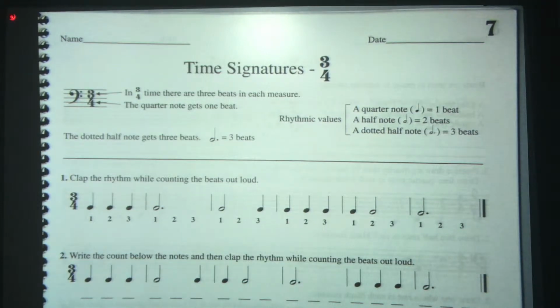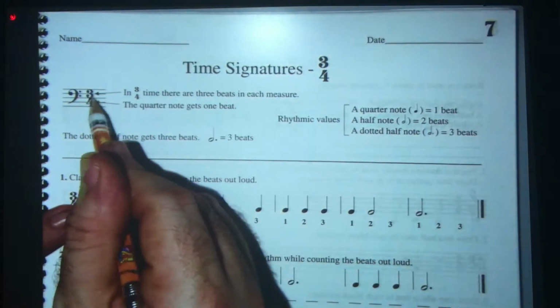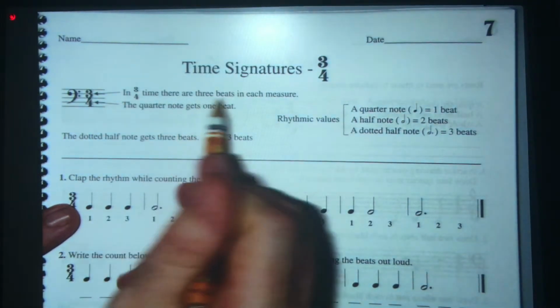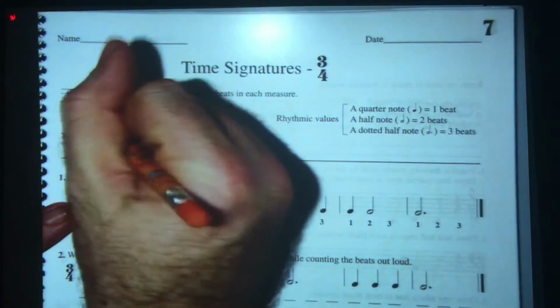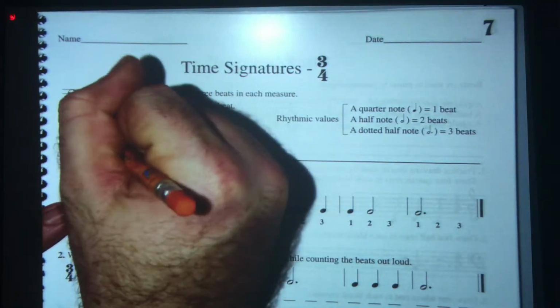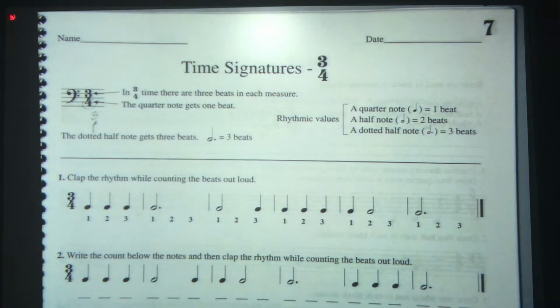So 3/4 time, of course, is one of my favorite time signatures. Just like in the last one, in 3/4 time there are 3 beats in each measure. And there's that symbol again. Remember, think of it as 3 over a quarter note. The bottom number is really a symbol for a quarter. I wish we started music that way. Instead of drawing a 4 here, I really wish we would just draw a quarter note underneath it. But that's what we do.